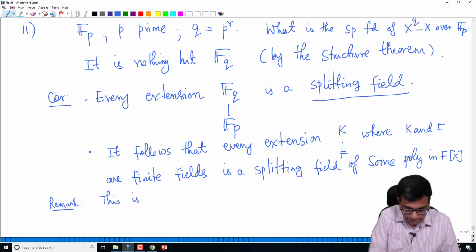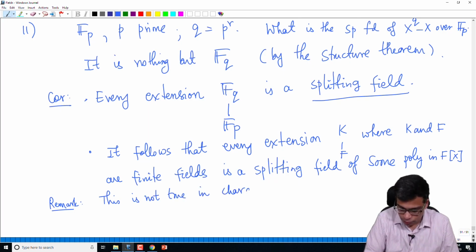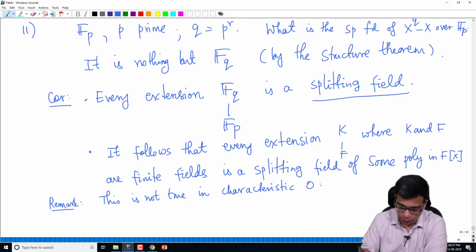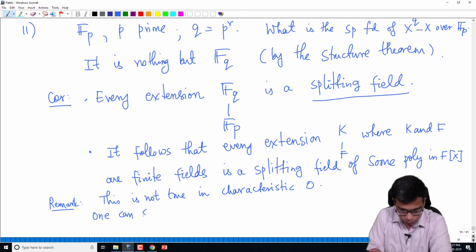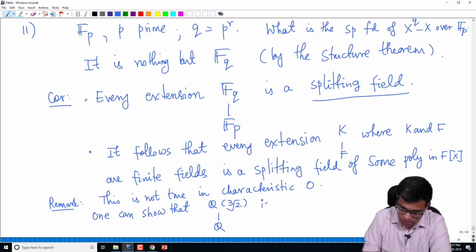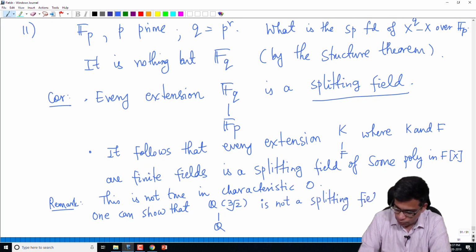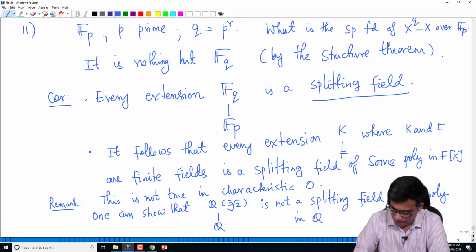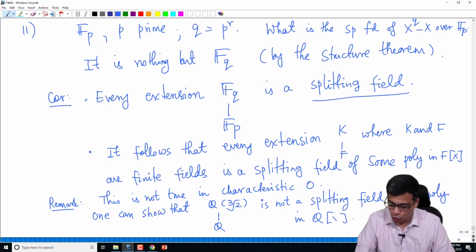this is not true in characteristic 0. This requires some additional theory, but we can show that there are lots of extensions which are not splitting field extensions. In particular, for example, if you take Q adjoin the cube root of 2, over Q it is not a splitting field of any polynomial in Q[x]. It is certainly not the splitting field of x^3 minus 2, right?